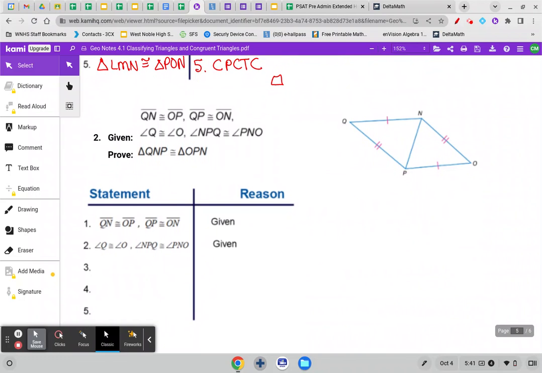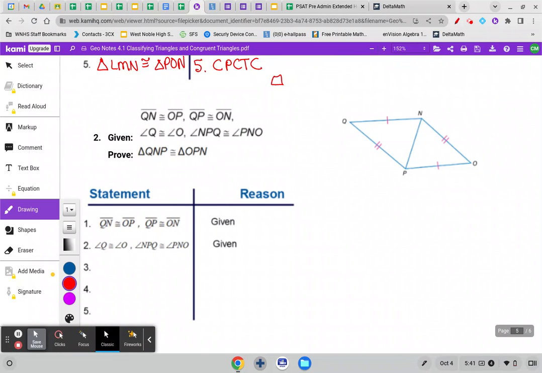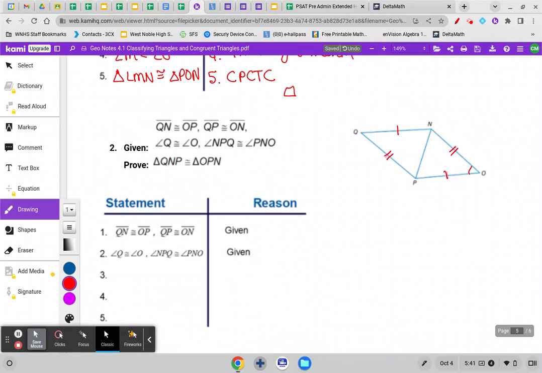This next one, we have a few given things. They're already written out for us, thankfully. Let's check that they're all marked. So QN is congruent to OP, and QP is congruent to ON. We also know that angle Q is congruent to angle O, and we know angle NPQ, this angle here, is congruent to angle PNO. So they're already written out for us. That's everything that was given to us. I would highly suggest marking up any diagrams that you are given to make sure everything's there.